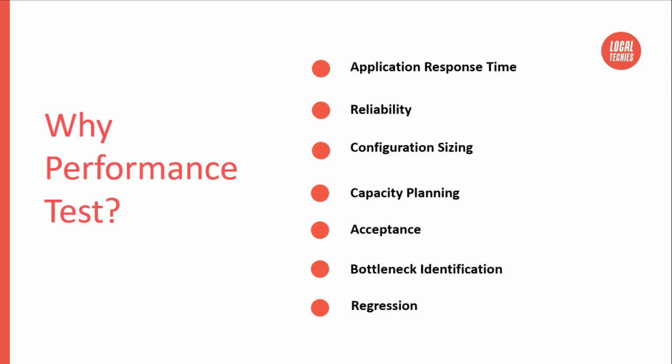The last is regression. When we deploy a version of software, consequently we deploy new versions of software which have enhanced features of the existing version or new features. So this new version of deployed software should have a better performance but not a lower performance compared to the previous version. That is what we do in regression performance testing.